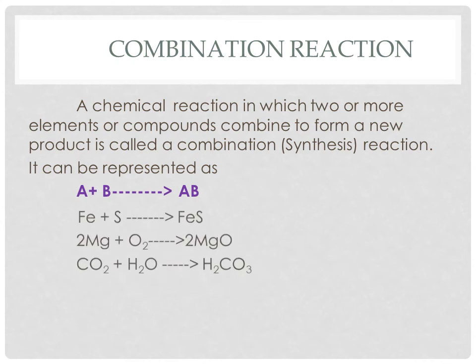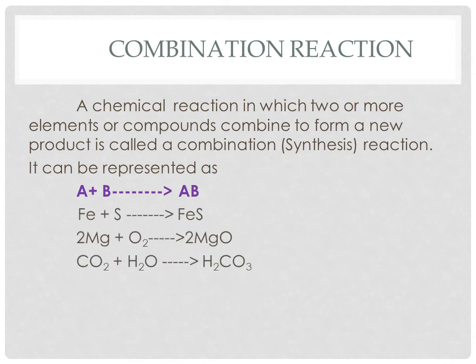We have examples. Fe plus S gives FeS. Iron combines with sulfur to form iron sulfide. Here you please note that only one product is formed, that is iron sulfide. In the second case, 2Mg plus O2 gives 2MgO. Magnesium combines with oxygen to form magnesium oxide. Carbon dioxide combines with water to form carbonic acid. These are examples of combination reaction.